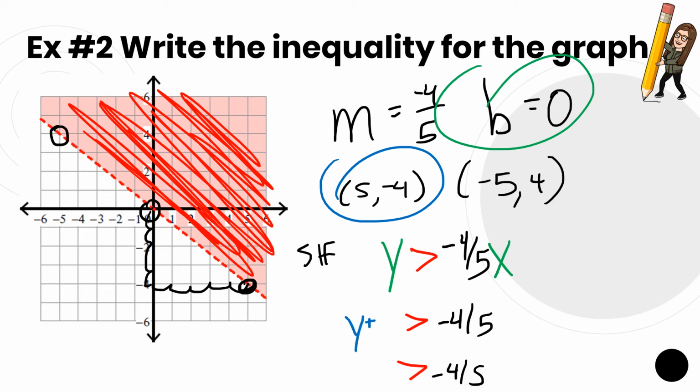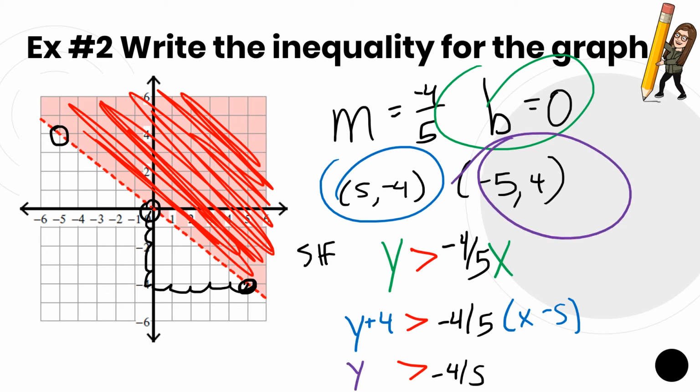But let's say I want to use point-slope form. Then I would have y plus 4 and x minus 5. Well, let's say I wanted to use this point. Then I'd have y minus 4 and x plus 5. If you need help with writing point-slope form, please see that video. But we're just doing the same thing again and again. The only new thing today is the red inequality symbol.